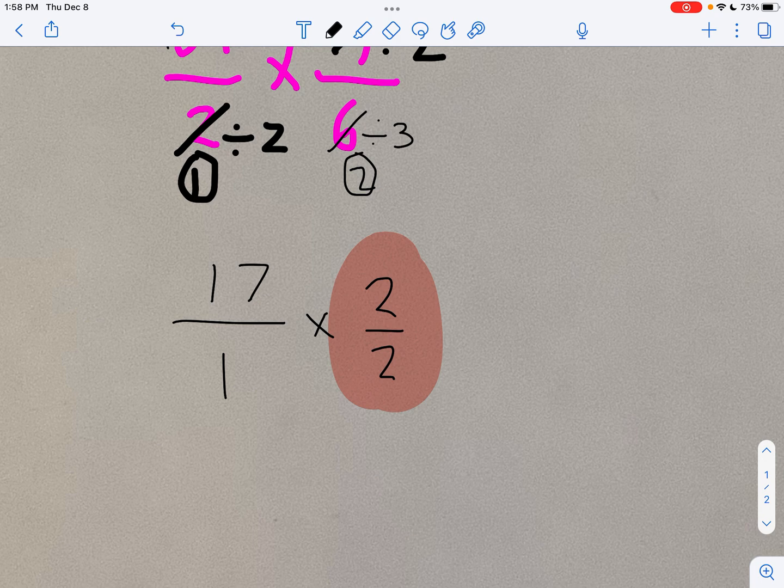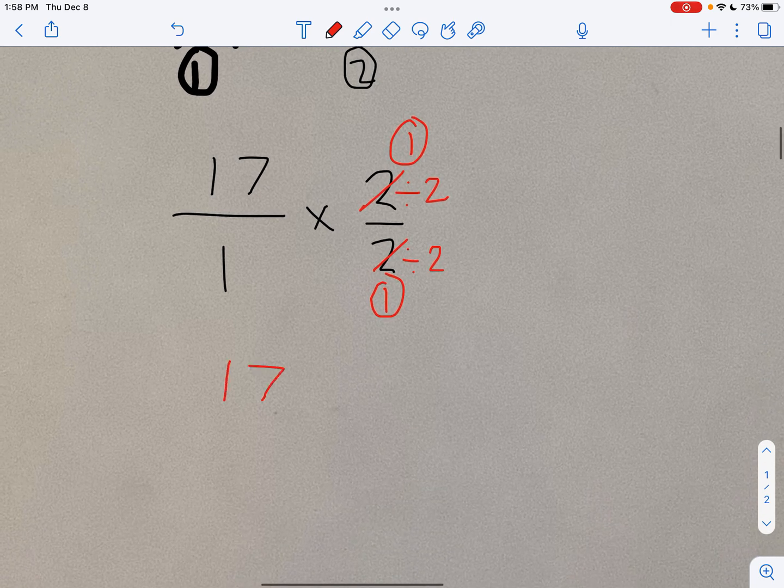So in the multiplying fractions cheat sheet, all it said was that you need to find a numerator and a denominator with a common factor and simplify those. It doesn't say that they have to be diagonals. So I can have a numerator and a denominator in the same fraction and simplify it. So I know that 2 and 2 can both be divided by 2. So I'm going to do 2 divided by 2 to get 1, and again divided by 2 to get 1. So one more time I'm going to rewrite this. 17 over 1 times 1 over 1 equals 17 over 1, which just equals 17.